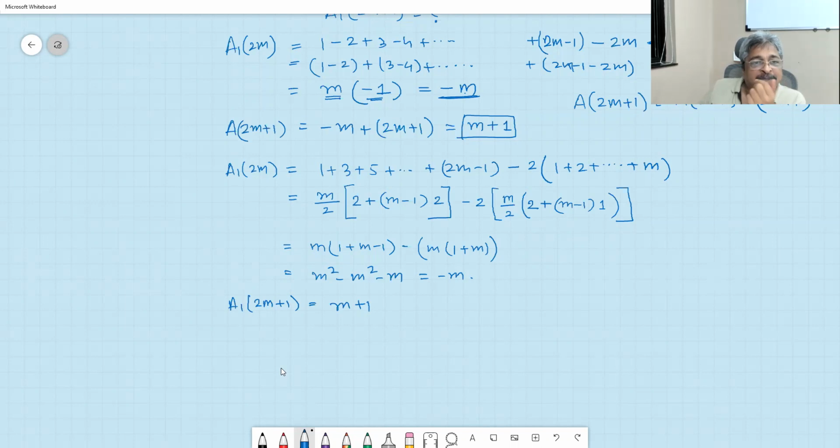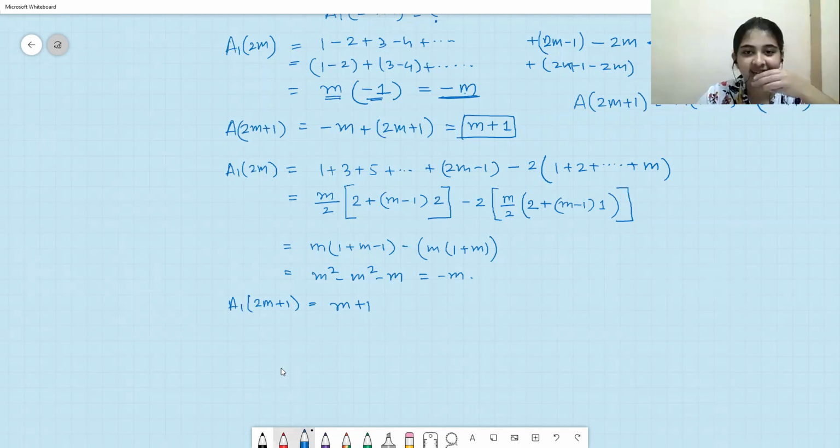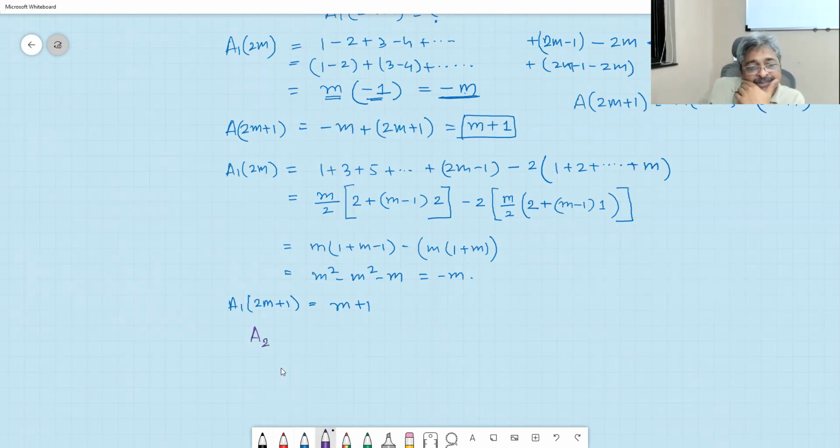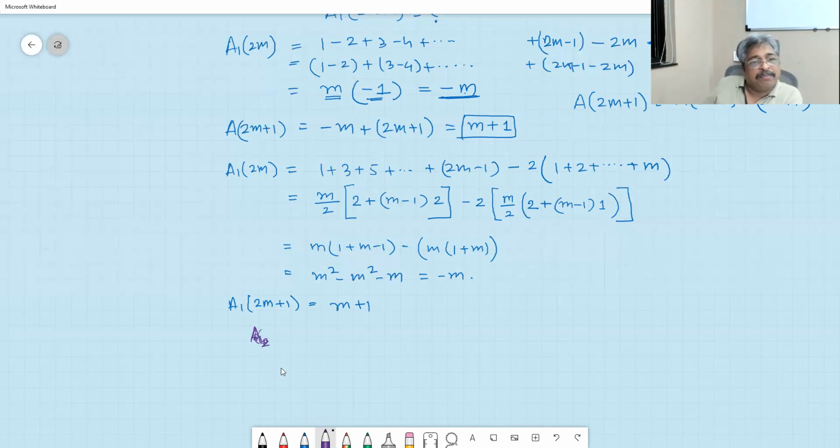Shubhra, have you found out your mistake? Yes, sir. Okay, no problem. Sir, I have another approach. A1 of 2m plus 1 by reverse and add, and then subtract 2m plus 1 to get minus m and m plus 1.